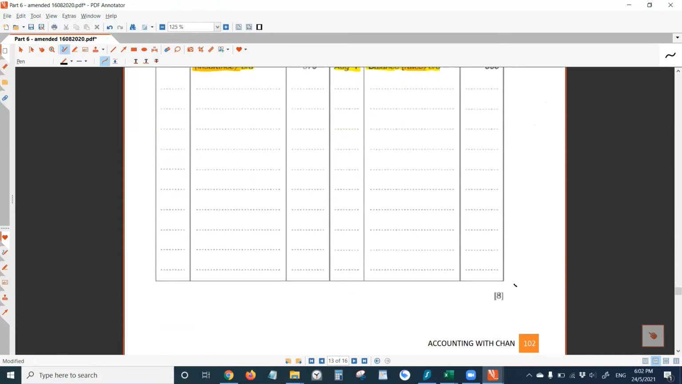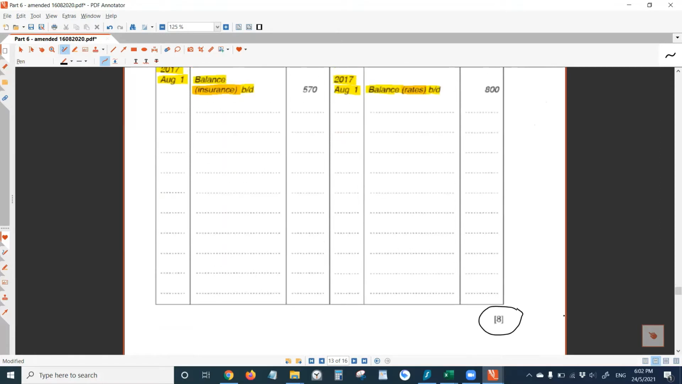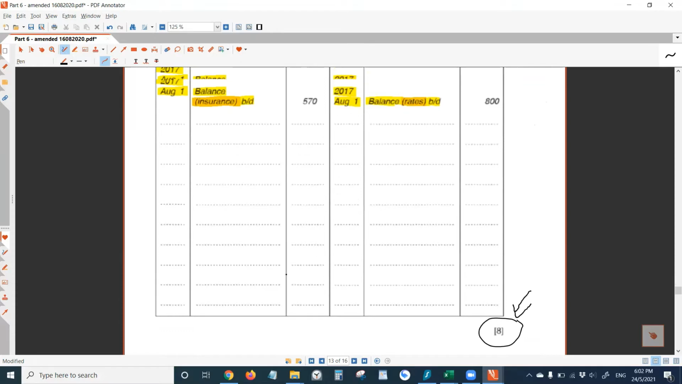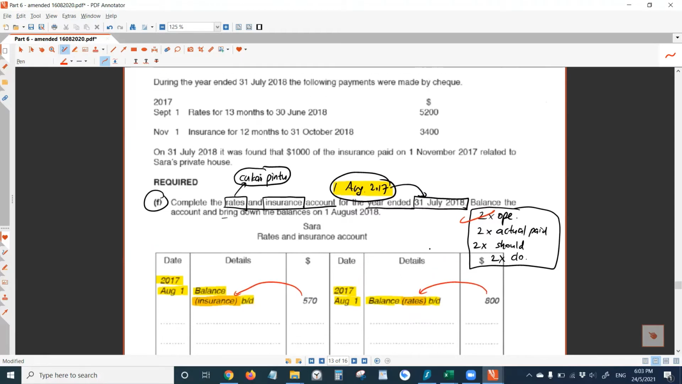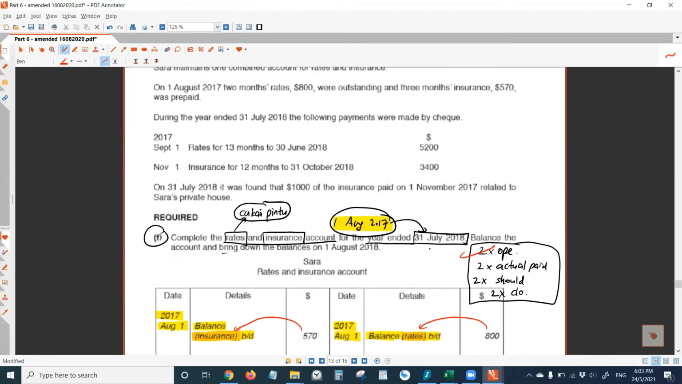This question is for 8 marks. This is a past exam question, a commonly assigned question for the exam. For 8 marks, that's a lot of marks. In this question, they have helped you to complete the opening balances. One is for insurance, another one is for rates. So congrats, you don't have to do the opening balances. Now we start to read from the top.